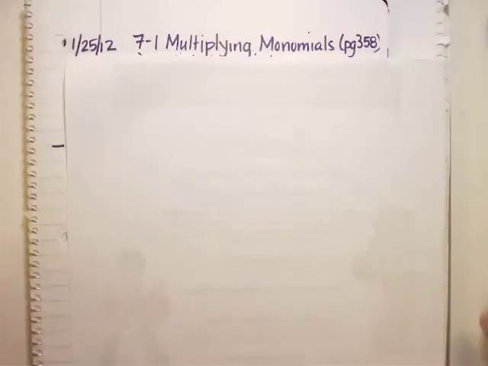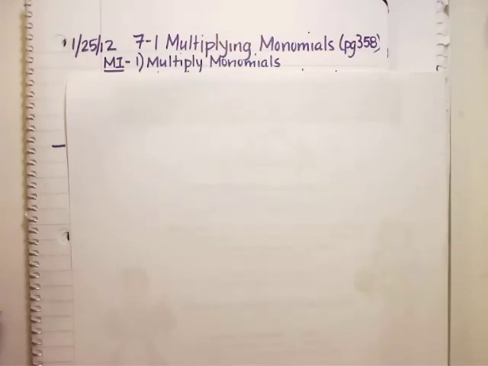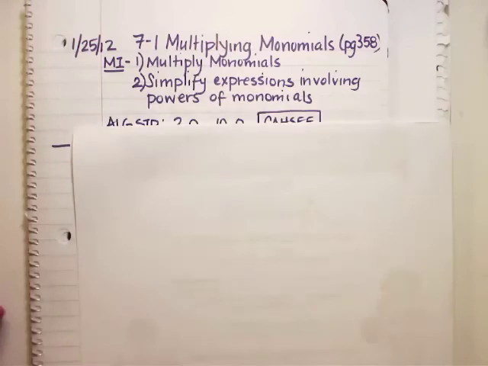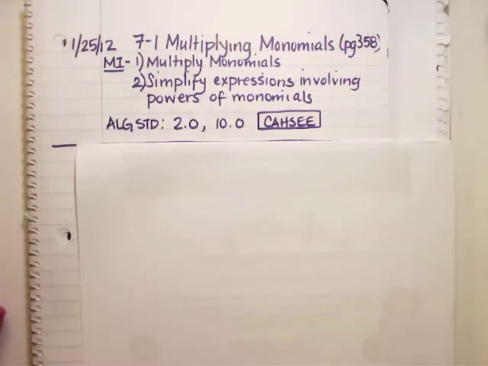Today we'll be covering section 7-1, multiplying monomials. Please make sure to have your book handy, and we are on page 358 today. So today's main idea, we are going to multiply monomials. We are also going to simplify expressions involving powers of monomials. And this is Algebra Standard 2.0 and 10.0, and they are also CAHSEE standards, so it will be on the high school exit exam as well.